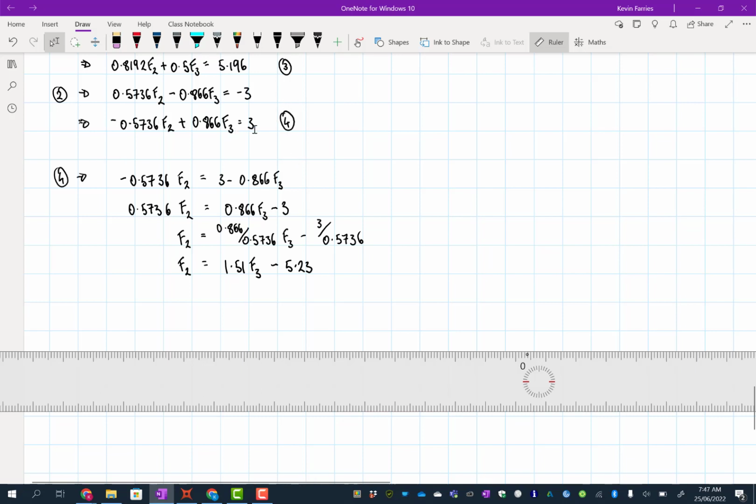Okay, so we use the second equation this time just to show it doesn't matter which one you use for this first stage. What we're going to do now is substitute that back into 3. So we're using the other equation. That way we'll get rid of this F2 and we'll have one equation with one variable. Therefore, we can solve that. So let's do that now.